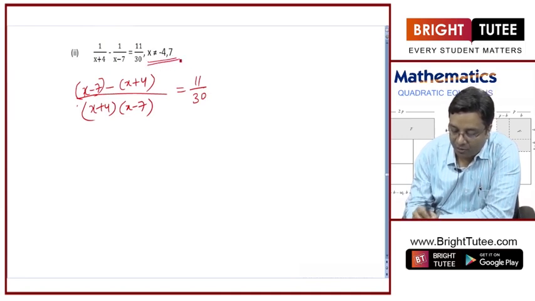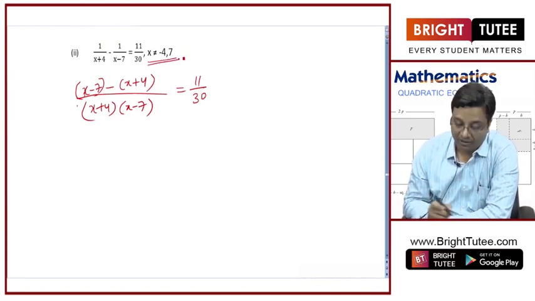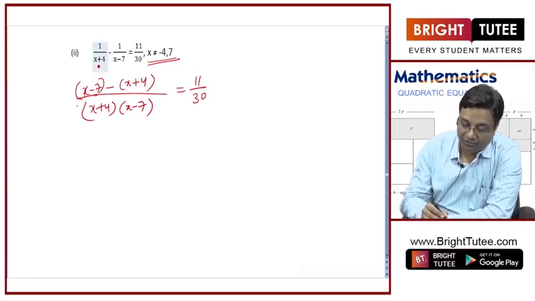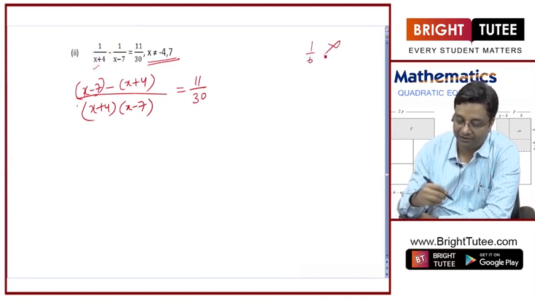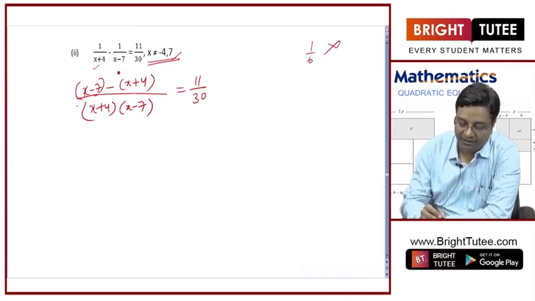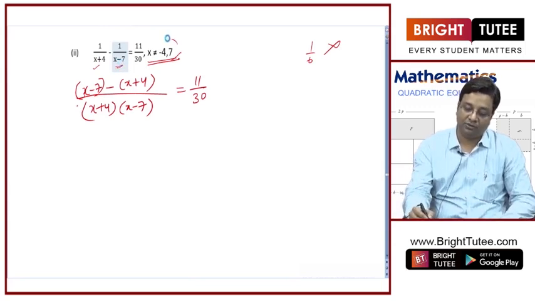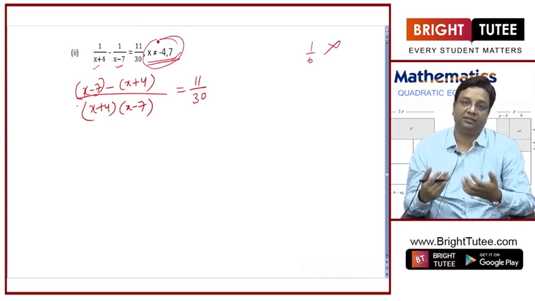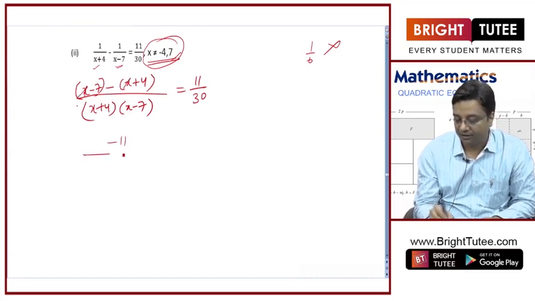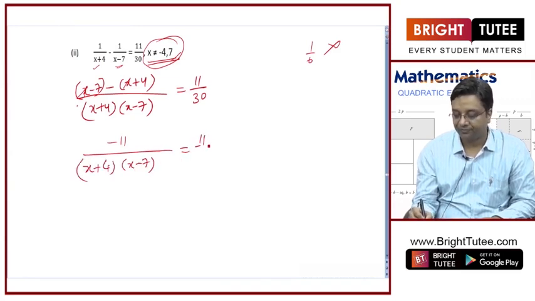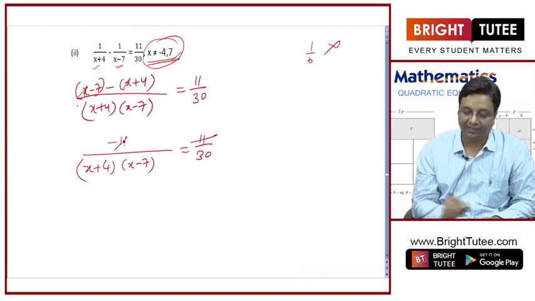He has written that x is not equal to minus 4 and 7, right? Why? Because when x is equal to minus 4, this term would have become 0, which is not acceptable. 1 by 0 is not defined, and when x is 7, this term would have become 0, which is not acceptable. Hence he has to write this to make this question sensible. Now when I subtract this, x will get cancelled. Minus 7 minus 4 will become minus 11 divided by x plus 4 into x minus 7, 11 upon 30. So 11 gets cancelled here.